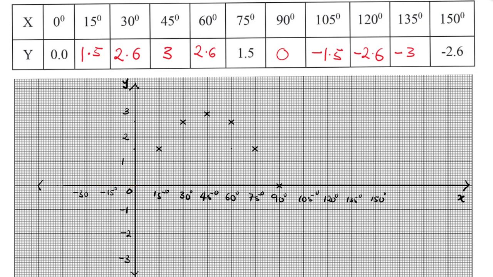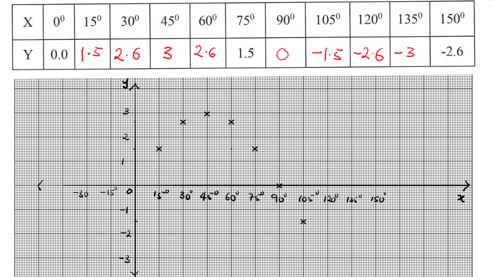Next is when x is 105, y is minus 1.5. So this is 105 and minus 1.5. That means there will be 5 boxes under minus 1. So we're going to say 105 here and minus 1.5 is going to be here. See? And where are they going to meet? They're going to meet here.